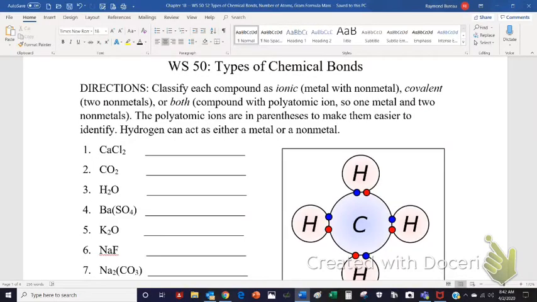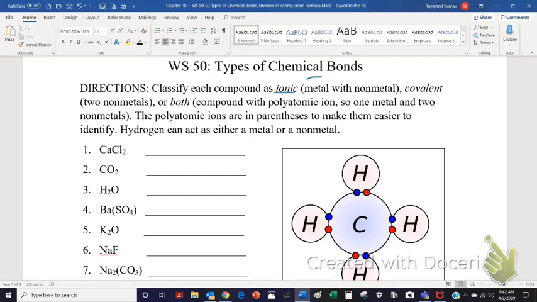Chapter 18, Worksheets 50, 51, and 52: Types of Chemical Bonds, Number of Atoms in a Formula, and Gram Formula Mass. And I'll explain each one as we get to that page. But first, let's talk about the two types of chemical bonds that we're dealing with in this assignment and mainly throughout the chapter. First one is called ionic.